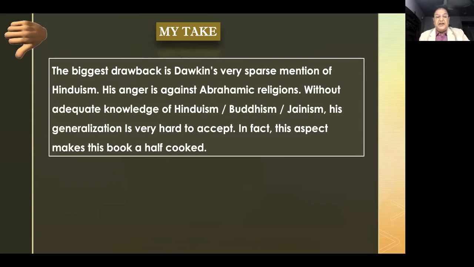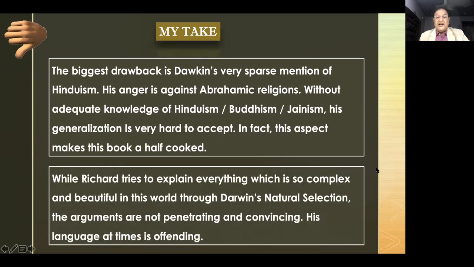In fact, this aspect makes this book a half-cooked book, because you just can't isolate one particular big area of religion which is practiced by people and make a generalization about the whole world. While Richard tries to explain everything which is so complex and beautiful in this world through Darwin's natural selection, the arguments are not penetrating and convincing. In fact, his language at times is offending.